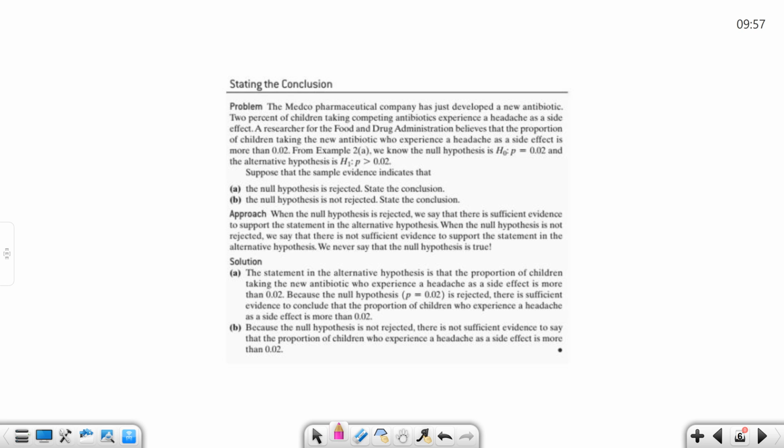It's not rejected. And why? Because there's not sufficient evidence to support H1. Remember, you look for evidence for your alternative hypothesis. So you're trying to either support it with enough evidence so you can reject H0, or you can't find enough evidence to support H1 so you keep H0, right? Because we assumed that was true to begin with.